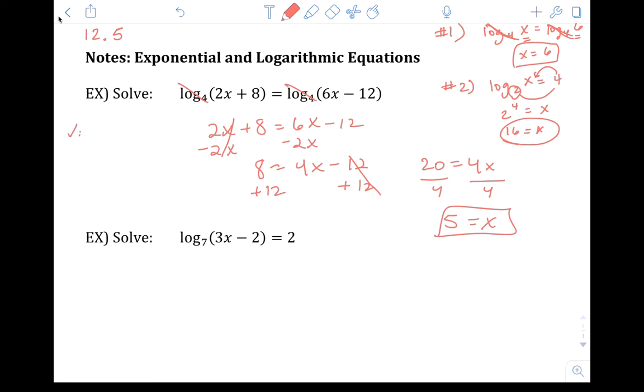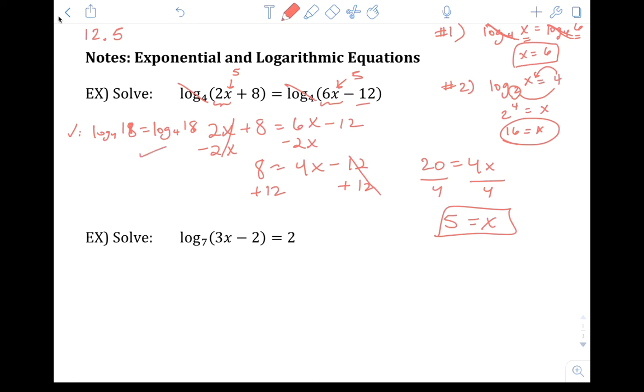You just plug it in. So if I make this x a 5, I have 10 plus 8. So the left side is log base 4 of 18. If I make this x a 5, I have 30 minus 12. 30 minus 12 is 18. I'm thinking we have a winner.